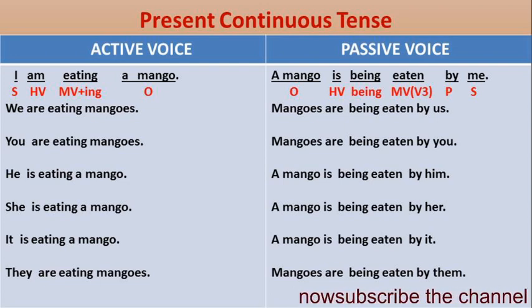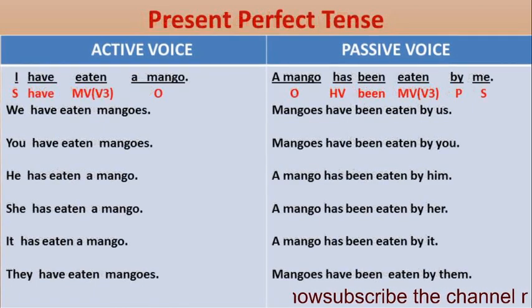Suppose the given sentences are in present perfect tense, then how can we change them into passive voice? Let's look at them. I have eaten a mango. Here in present perfect tense, subject plus have plus main verb in V3 form, that is the past participle of the verb, then the object. Then passive voice: object plus the helping verb, whether it is has or have, plus been, and the main verb is kept in V3 form. Then preposition, and at last the subject.